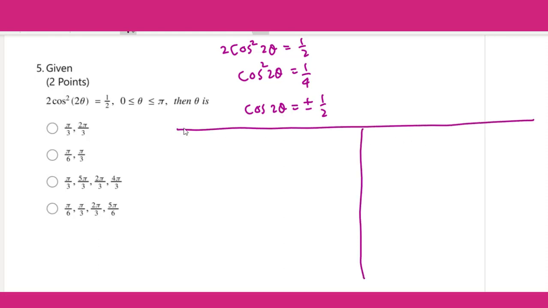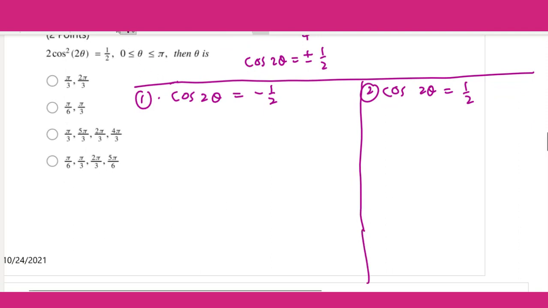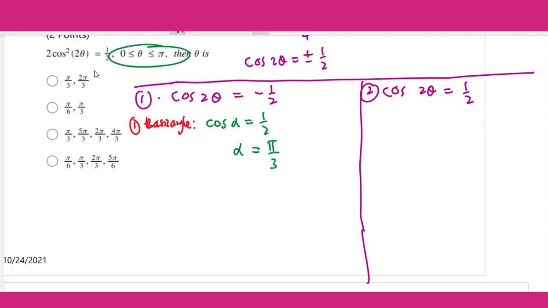The first case is cos 2 theta is equal to negative half. The other case is cos 2 theta is equal to positive half. Then follow the 4 steps. First step, find the basic angle. The basic angle is cos alpha is equal to half. Ignore 2 theta, ignore negative. So alpha is equal to 60 degrees or pi over 3, given in radians. You have to change to radian mode.